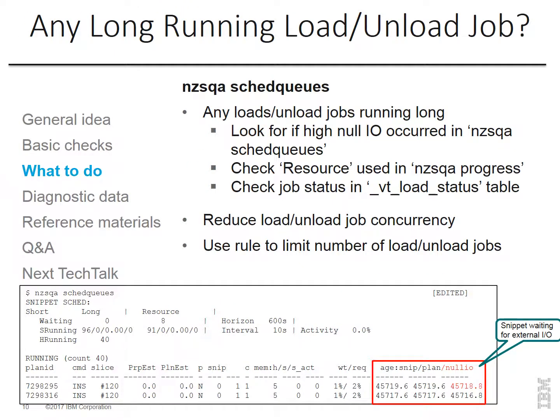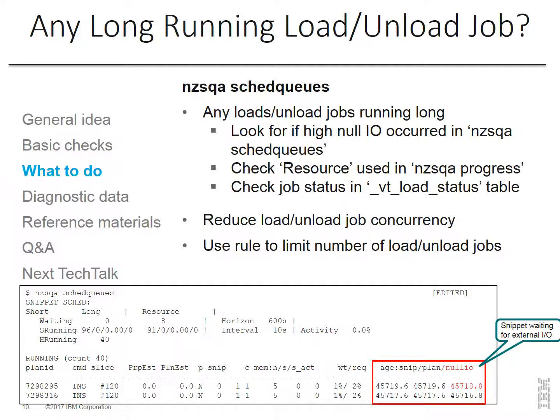Are there any long-running loads or unload jobs? If there are too many long load and unload jobs running, it will cause other jobs to queue up and make the system appear hung. Check the nz skew output for any load or unload jobs running. Do they have high null IO? Typically, a null IO indicates the load or unload operation is waiting for an external IO operation. You need to check the network interface and any possible issues at the client side first.